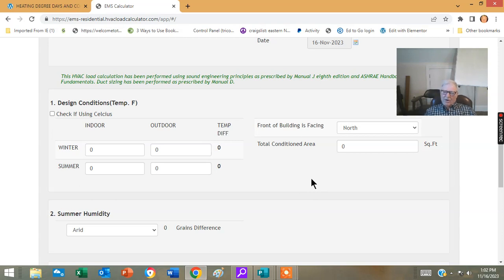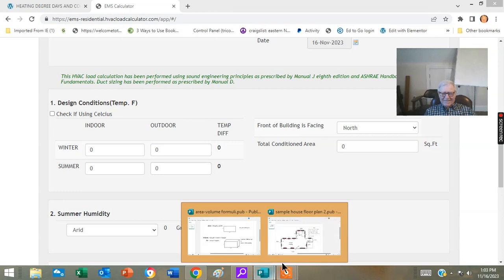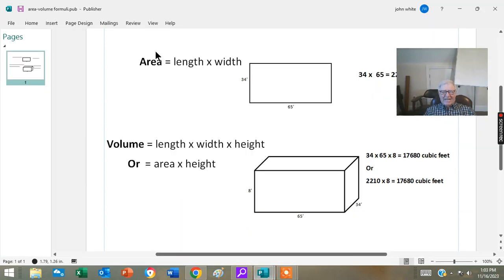A lot of people are under the impression that you've got to be a student of Archimedes to do a load calculation. Well, I'm here to tell you something. You only need to know two formulas. Two. And let me show them to you right now. There it is. You need to know how to calculate area, and you need to know how to calculate volume.